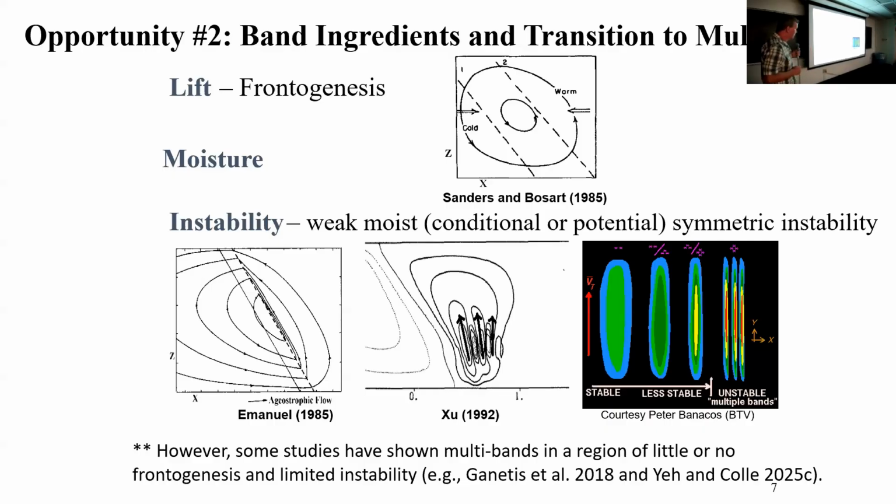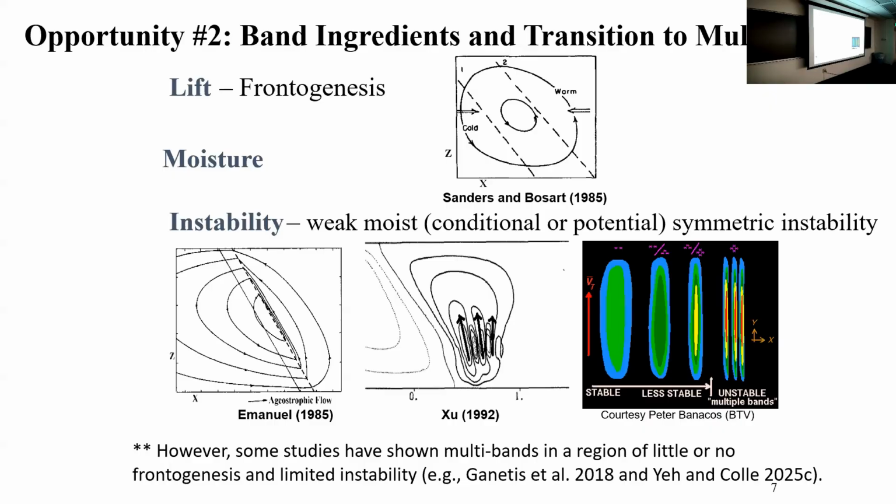The problem is that when you look at the environments, like Saraganitis and Philip, as I mentioned, are looking at, less than half the bands have frontogenesis co-located with them at any level. So it seems to be more complicated than that. And furthermore, there's limited instability. It can actually be somewhat stable in some of these multiband regimes, in this unstable conceptual model.